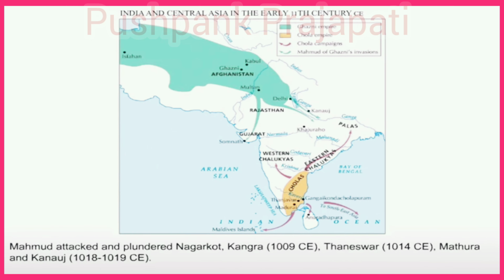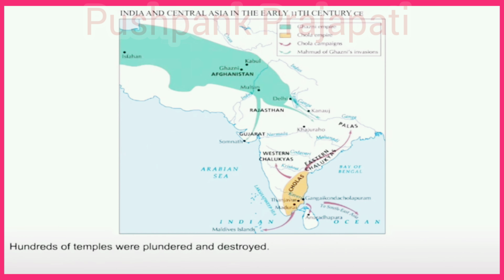Mahmud attacked and plundered Nagarkot, Kangra, in 1009 CE, Thaneshwar, 1014 CE, Mathura and Kannauj, 1018 to 1019 CE. Hundreds of temples were plundered and destroyed. Mahmud's chief aim was to loot and plunder and not establish political control in India.